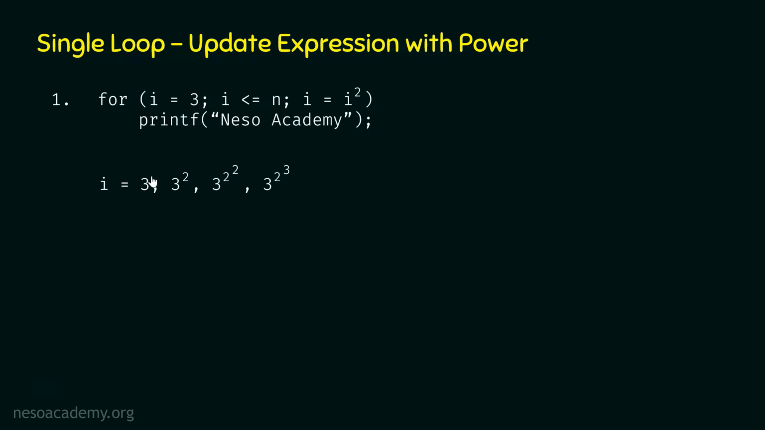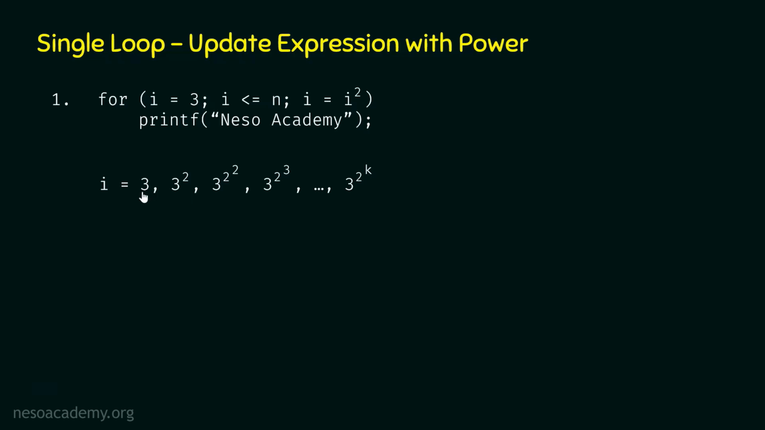3 can be written as 3 power 2 power 0. Similarly, we can write 3 power 2 as 3 power 2 power 1. In the second iteration, we have 3 power 2 power 1. Then we have 3 power 2 power 2. After this, we have 3 power 2 power 3. This will continue up to, let's say, 3 power 2 power k.